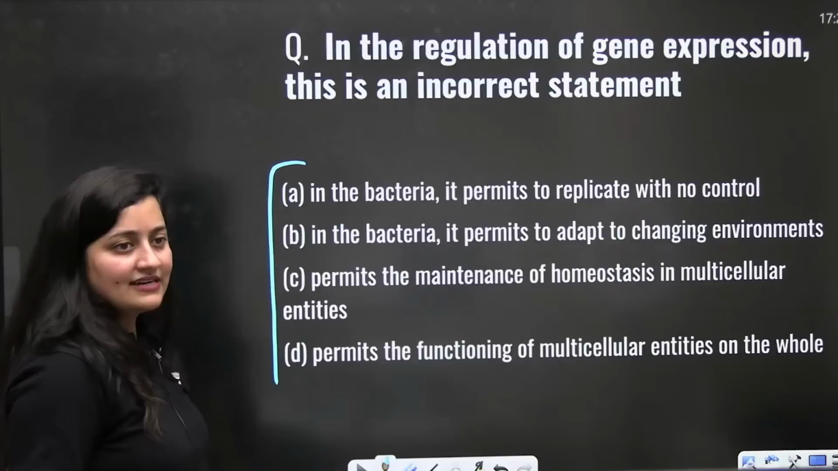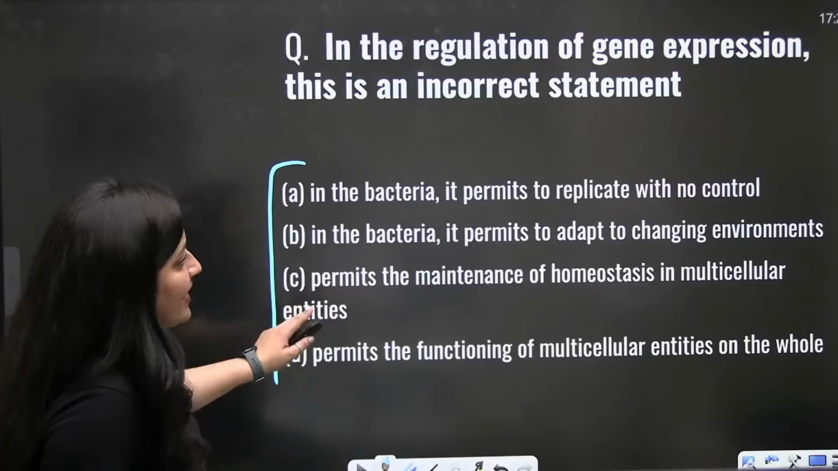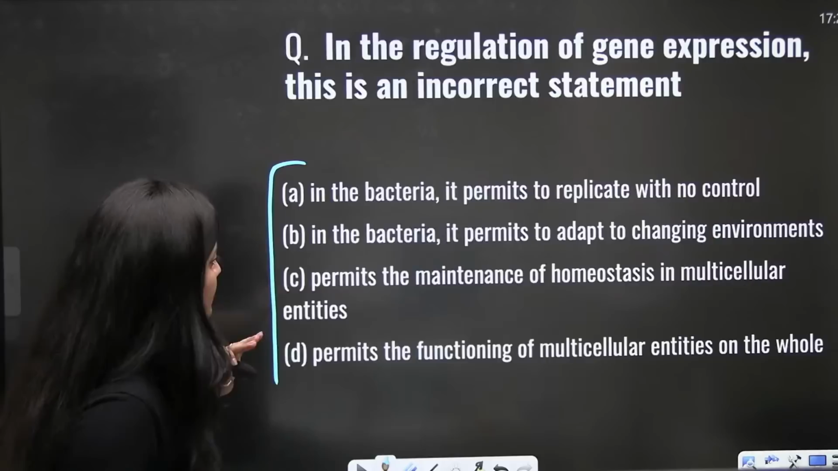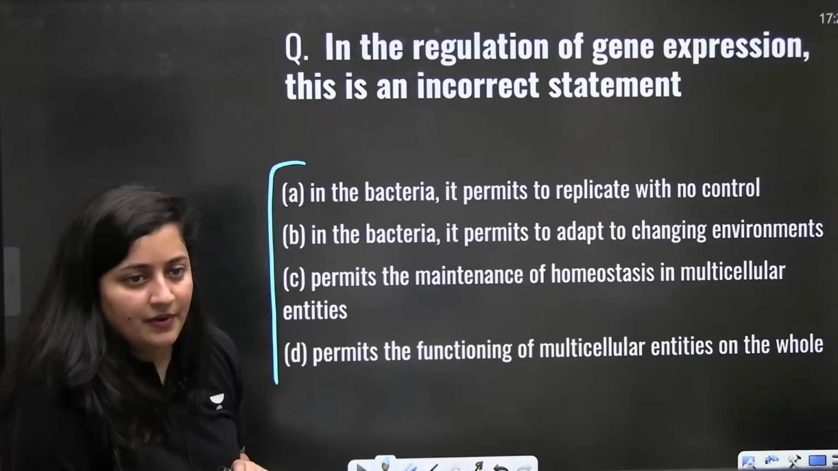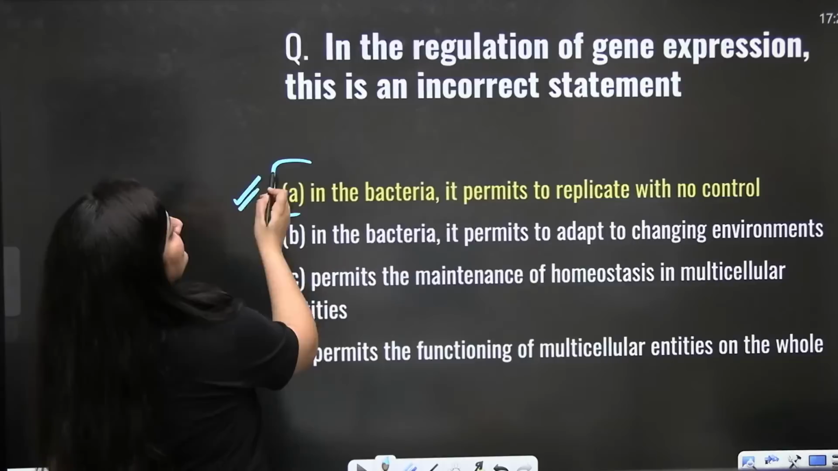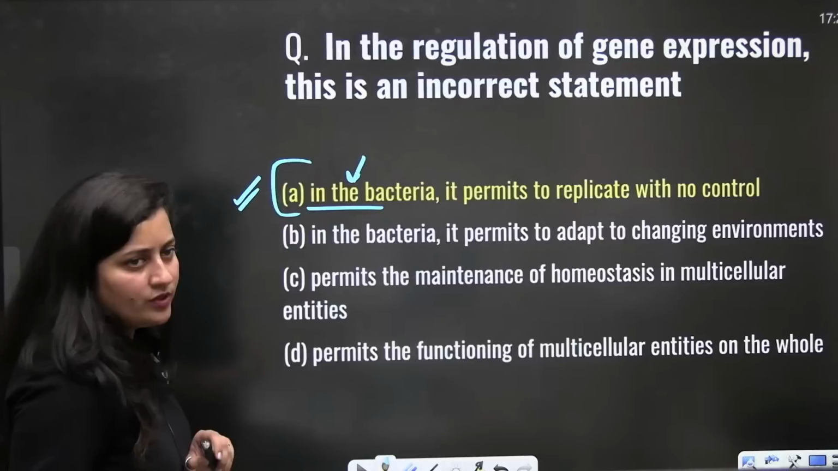So what should be the correct answer here? In the bacteria, it permits to replicate with no control. In the bacteria, it permits to adapt to changing environment, permits the maintenance of homeostasis in multicellular entities, the functioning of multicellular entities on the whole. Of course, here the incorrect statement is that in the bacteria, it permits to replicate with no control. No, it's not like that.